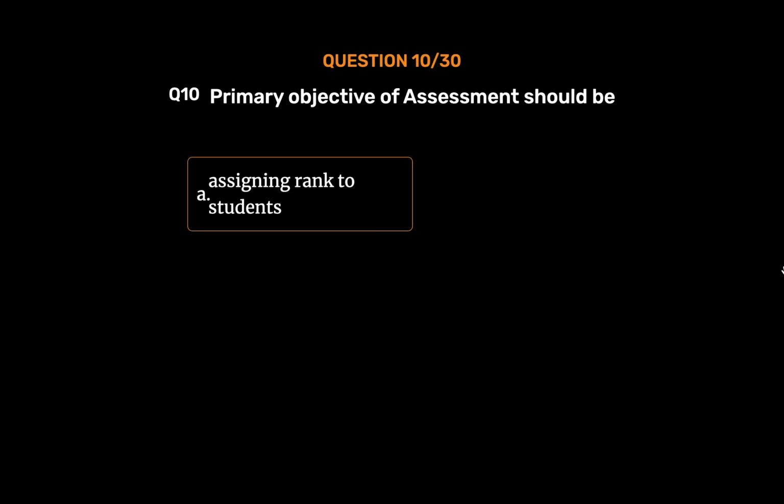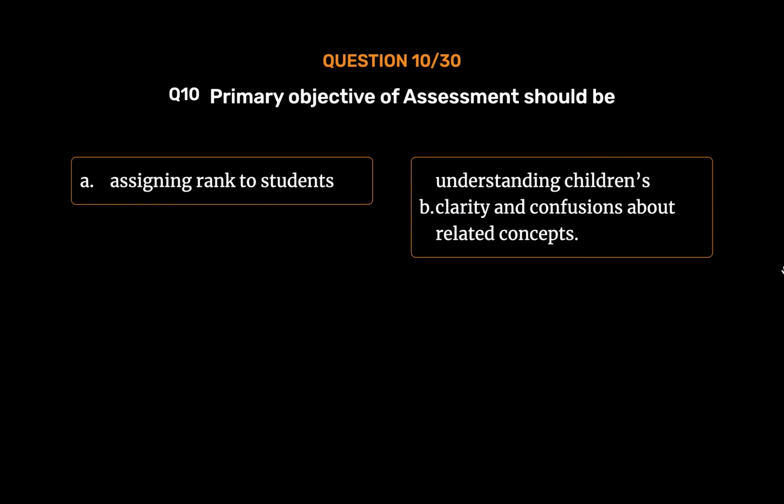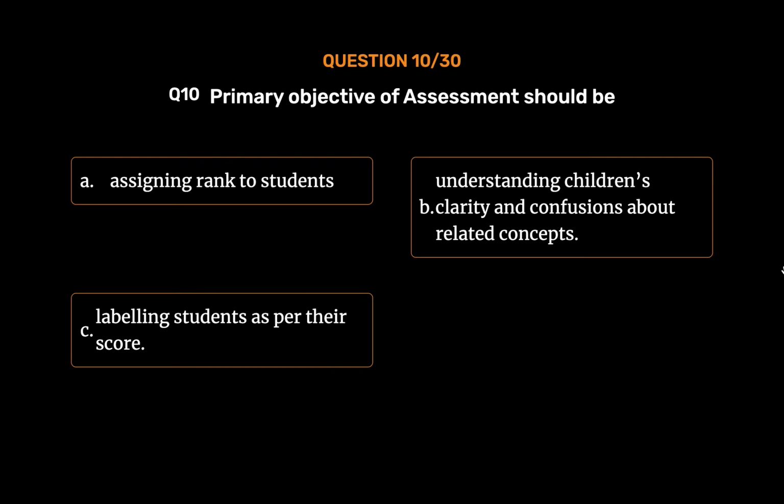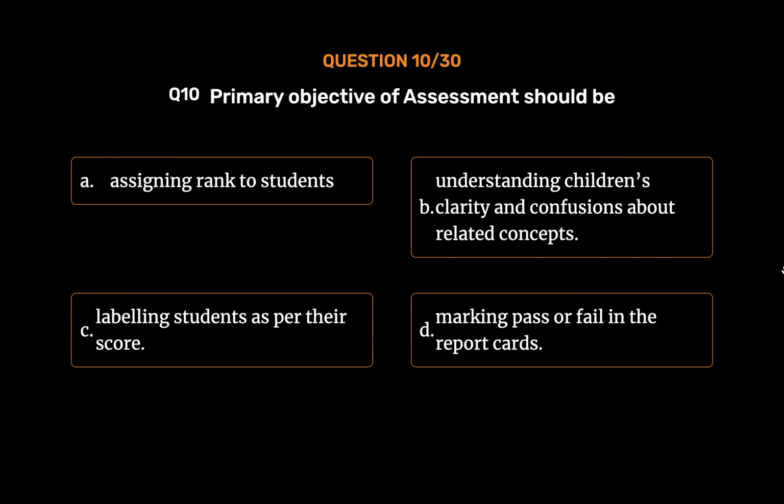Question number 10. Primary objective of assessment should be Option A. Assigning rank to students. Option B. Understanding children's clarity and confusions about related concepts. Option C. Labeling students as per their score. Option D. Marking pass or fail in the report cards. The correct answer is Option B. Understanding children's clarity and confusions about related concepts.